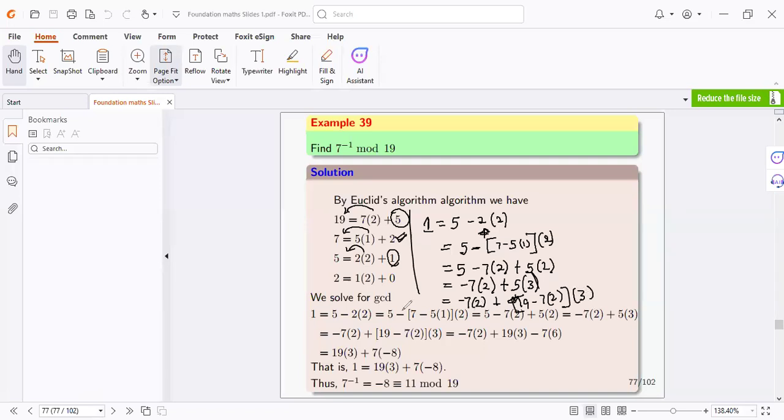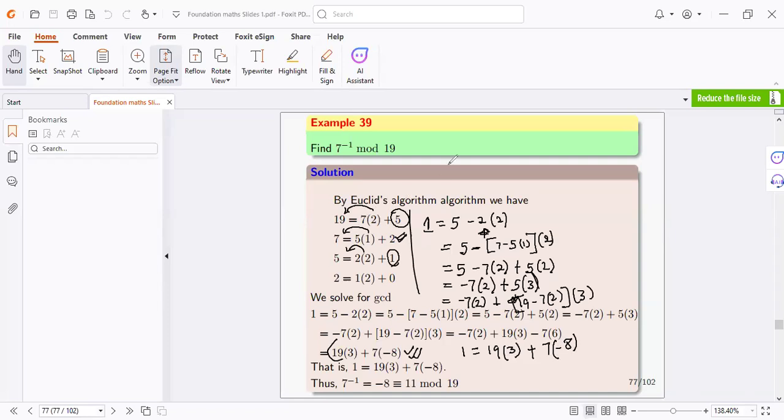Now, when you do that, what you arrive at is this. This is what you arrive at after collecting like terms. You arrive at this equation here. So what we've arrived at is 1 is equal to 19 multiplied by 3, then minus, no, plus 7 multiplied by negative 8.